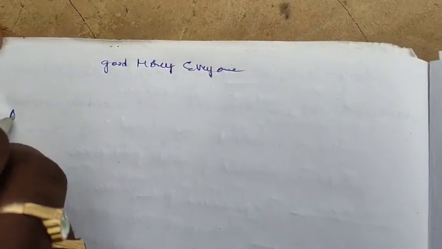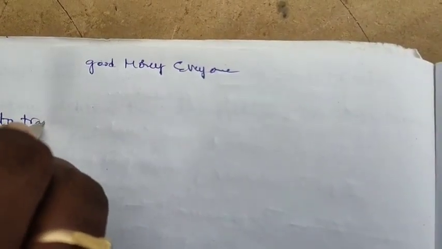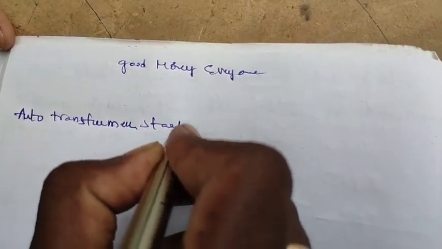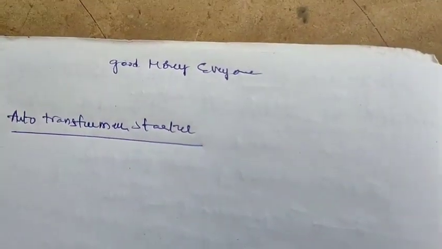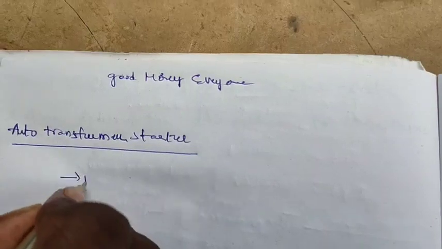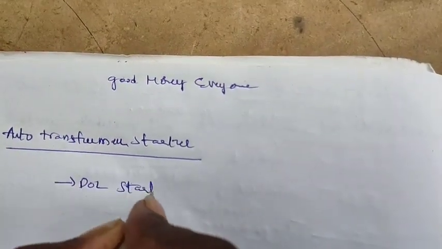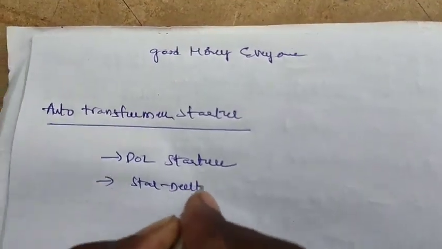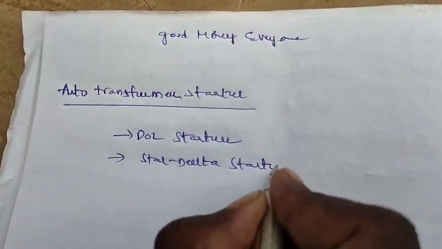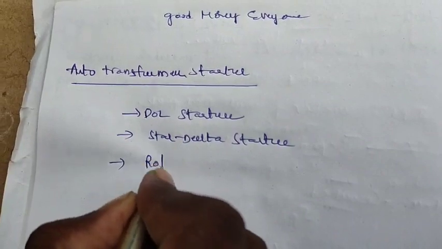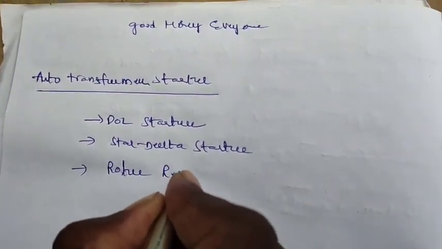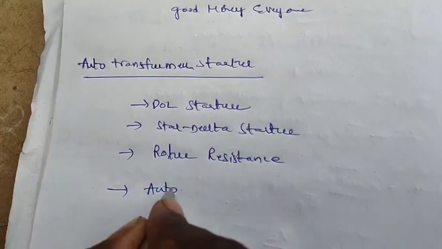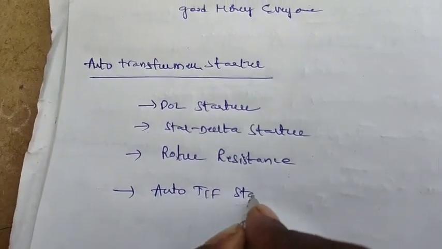Today we discuss the auto transformer starter. Up to now we have discussed the DOL starter, star delta starter, and rotor resistance starter. The final one today is the auto transformer starter.